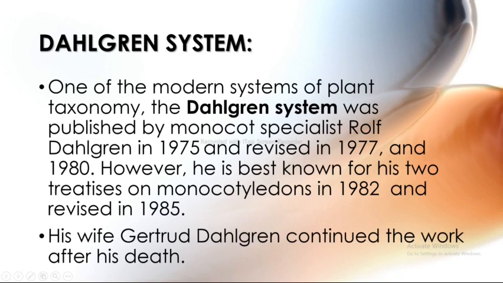Dahlgren System. One of the most modern systems of plant taxonomy, the Dahlgren System was published by the monocot specialist Rolf Dahlgren in 1975 and revised in 1977 and in 1980.